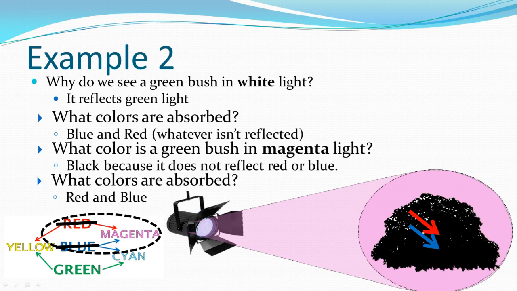This is a great example of why we only see the colors that are reflected. Red and blue light are in play here, but they aren't giving us the color that we're looking for. They're giving us the color of the light, which is reflecting off of the white background, but it is all being absorbed by the green bush.